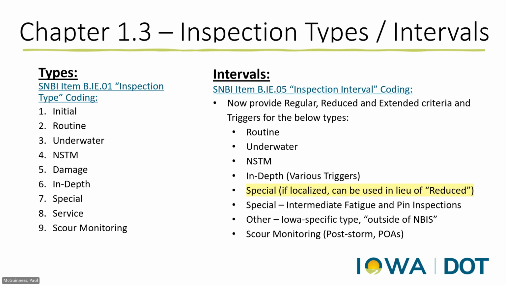Special inspections are targeted inspections of known defects that you want to get your eyes on more frequently than 24 months. These inspections can be utilized in place of a reduced interval routine inspection, which is nice because now you're just looking at those bad conditions instead of the entire structure. So I kind of think of these as a defect monitoring inspection.